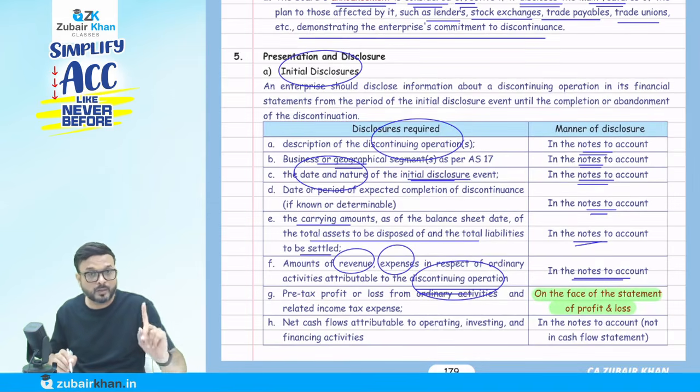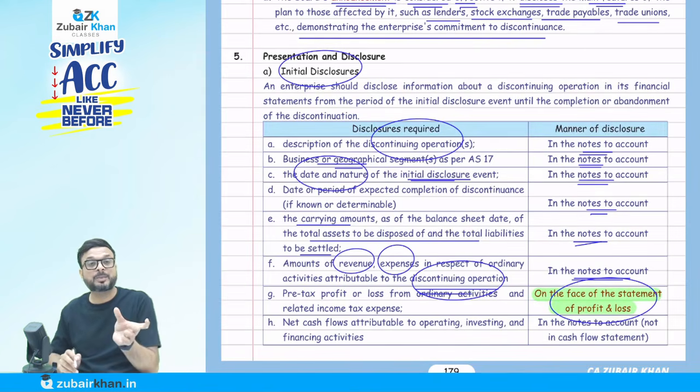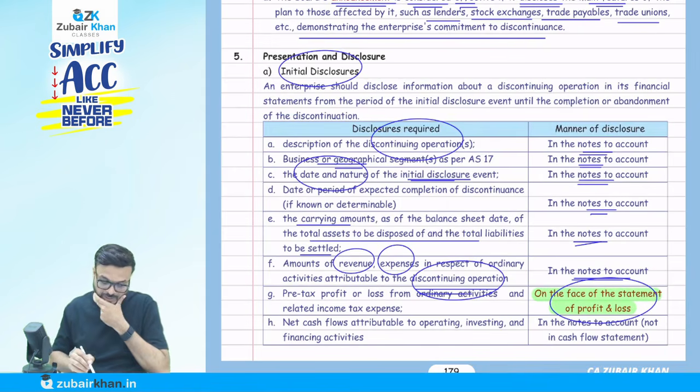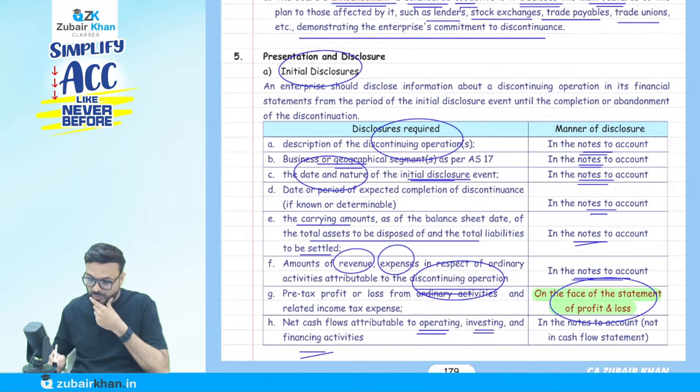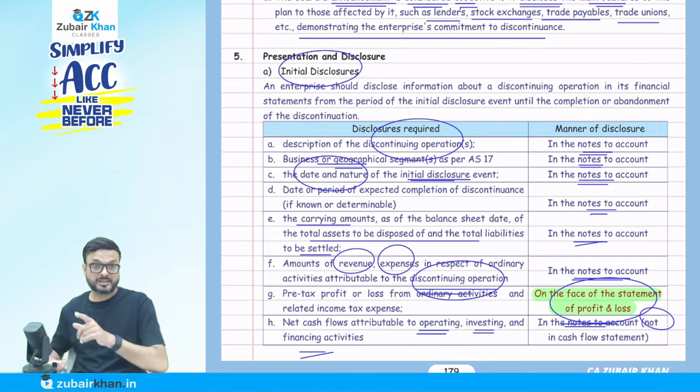But only one thing: how much the profit or loss, that we have to mention in the P&L account. So in the P&L account, even as per Schedule 3, there is a separate column for how much the profit or loss that you have from the discontinuing operation, which you disclose separately there. The net cash flow from the operating, investing and financing activity should not be disclosed in the cash flow statement but in the notes to account. So everything we have to disclose in the notes to account, the revenue, expense, asset, liability, the cash flow, except the profit, which we have to disclose in the P&L account separately.